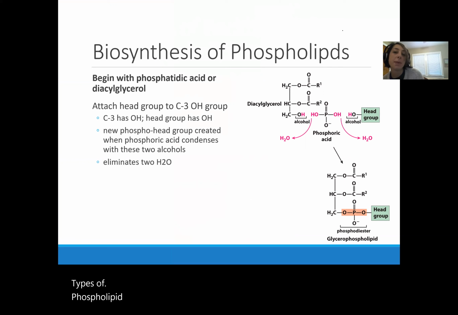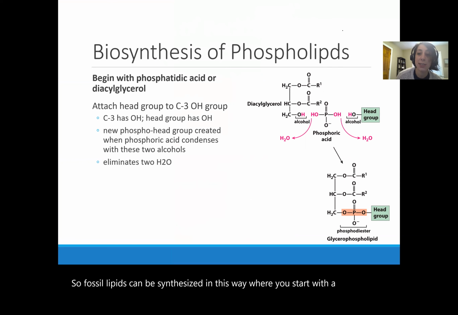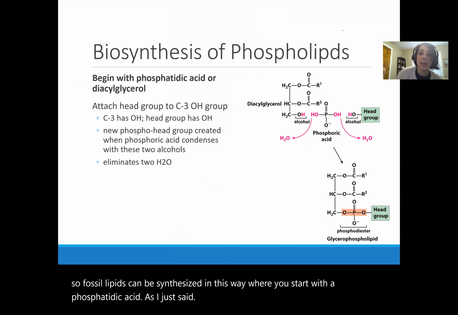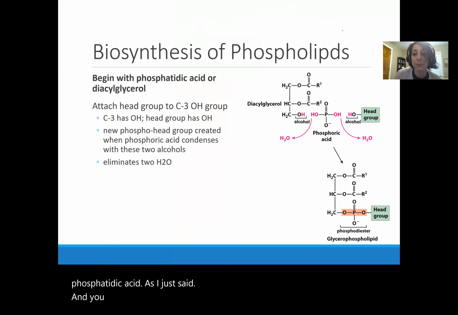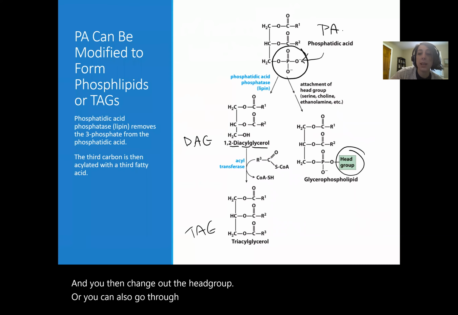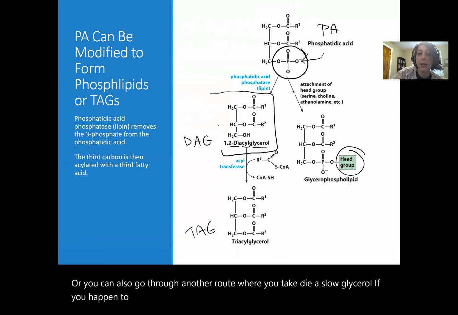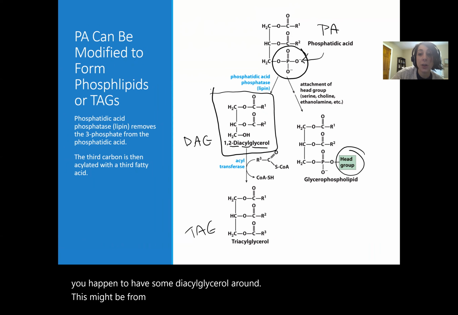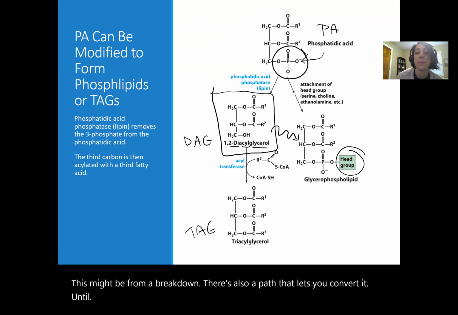So phospholipids can be synthesized in this way, where you start with a phosphatidic acid, as I just said, and you then change out the head group. Or you can also go through another route where you take diacylglycerol. If you happen to have some diacylglycerol around, this might be from a breakdown, there's also a path that lets you convert it into a phospholipid.